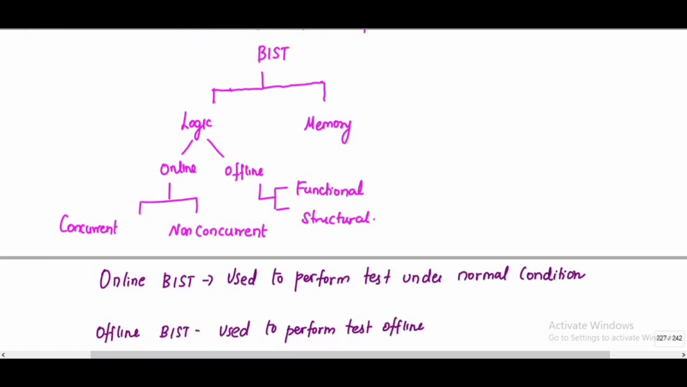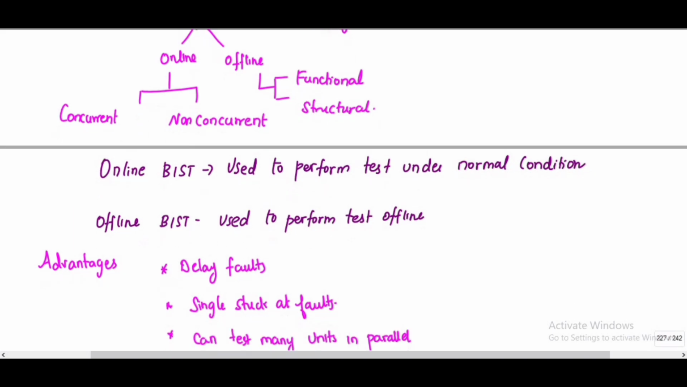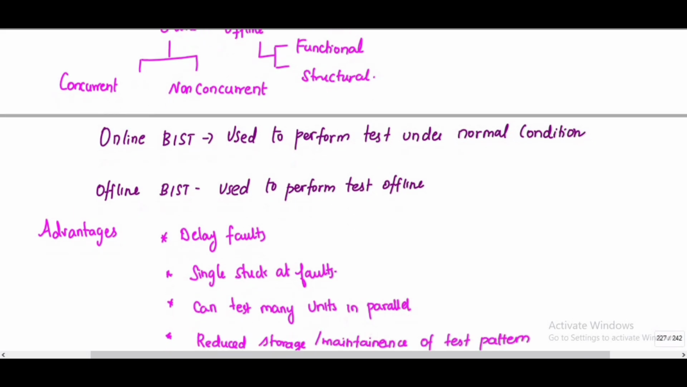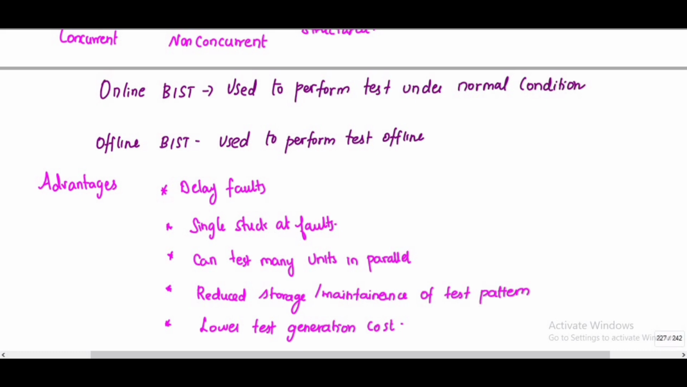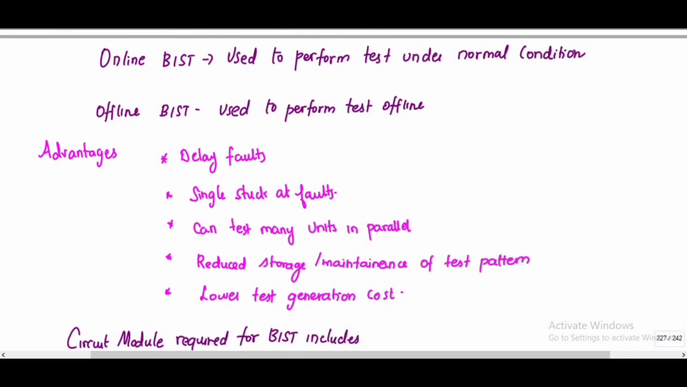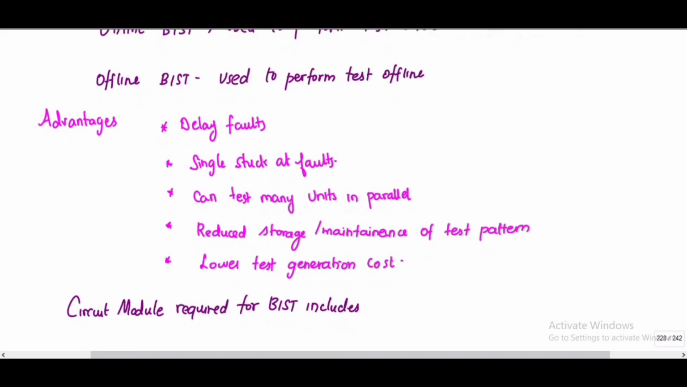Online BIST is used to perform the test under normal conditions, whereas offline BIST is used to perform the test offline. The advantages of the BIST technique are that it can detect delay faults and single structural faults, and it can test many units in parallel. It reduces storage and maintenance of the test patterns, and generation of the test vectors requires low cost.